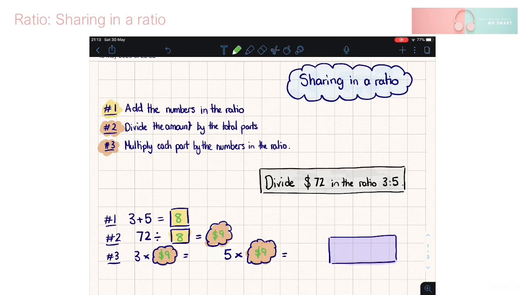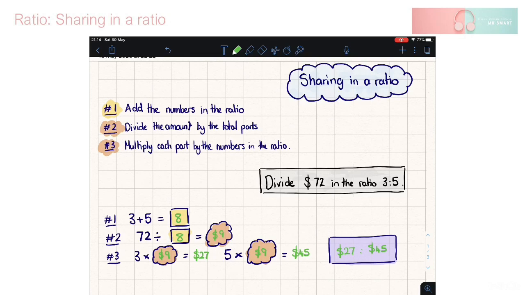And then we take that $9 and we multiply it firstly by 3 and then by 5. So we get 3 multiplied by 9, which is $27. And we get 5 multiplied by 9, which is $45. Now, just for completeness, it's good practice to then write both of those amounts in a ratio to finish. And you can check to see if you've done the right thing by adding 27 and 45 together, and you'll notice it comes to $72, so the two amounts have been shared.